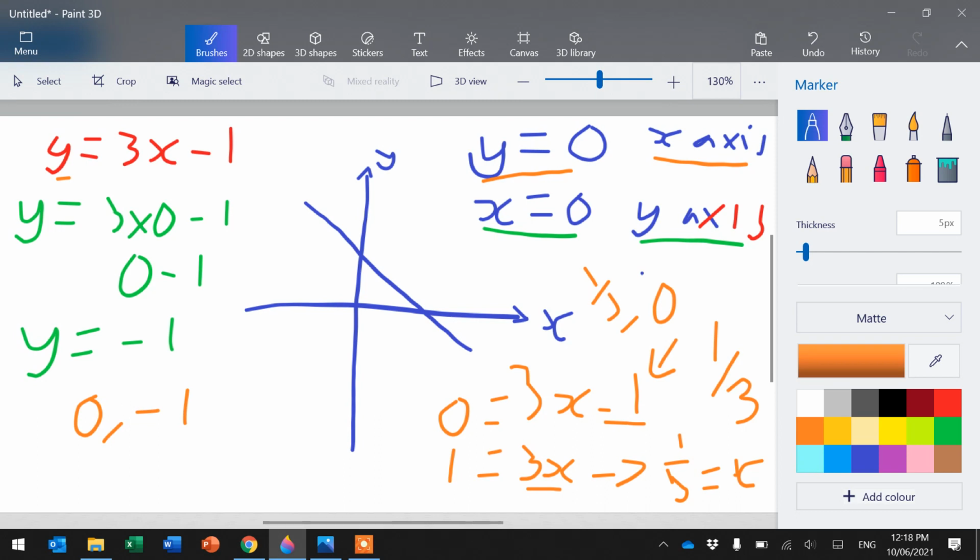So remember that we will always have one coordinate that has the first number as a 0, and one coordinate that has the second number as a 0.